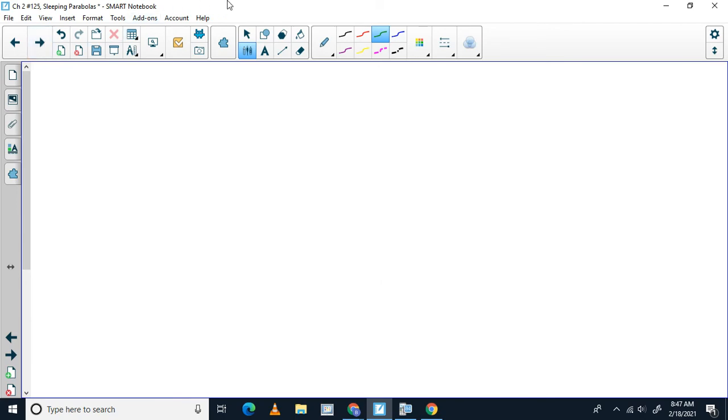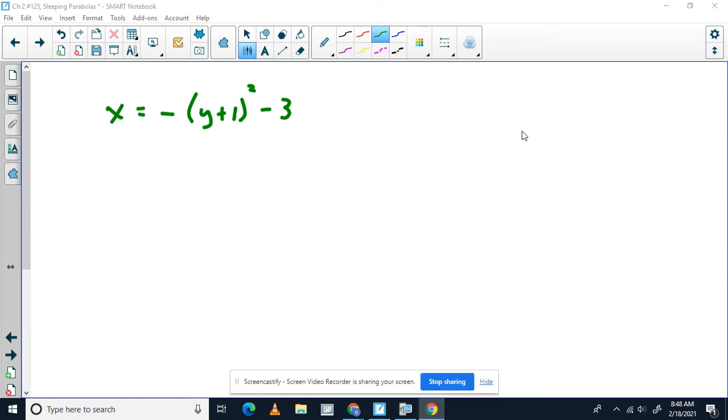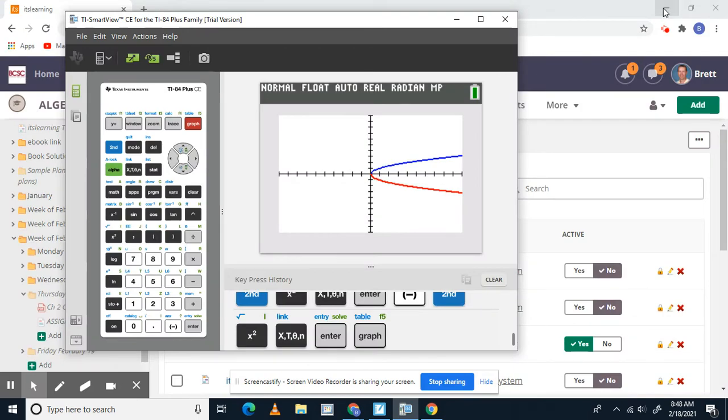All right, well, let's say I gave you this equation. I said x equals, because now I know it's a sleeping parabola, negative (y plus 1) squared minus 3. So this is an adjustment to a sleeping parabola. And we want to see what this parabola is going to look like. Well, if I wanted to, I could rewrite this one and get it in y equals, but probably a better way of attacking this one is to go to Desmos. So I'm going to pull up Desmos.